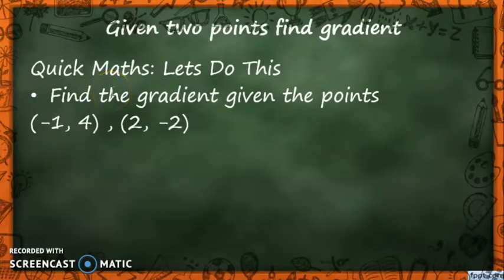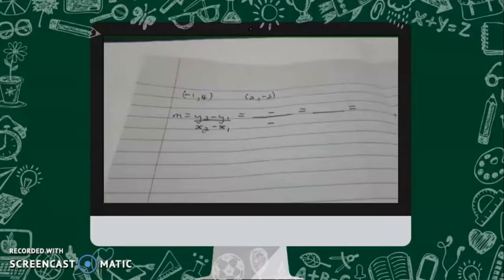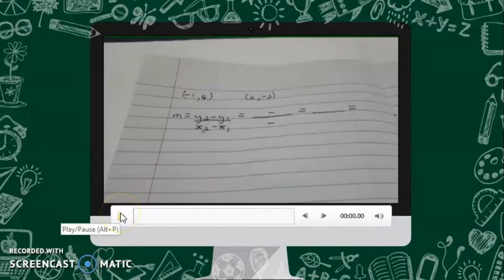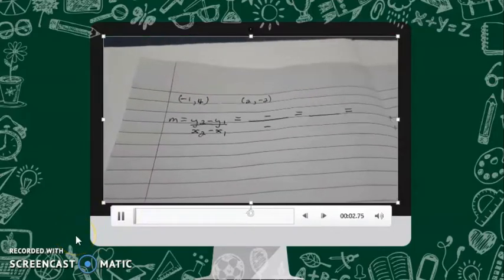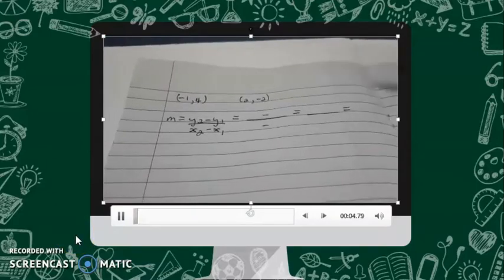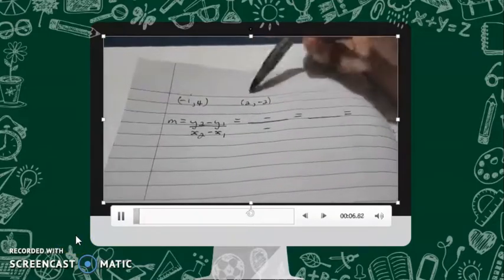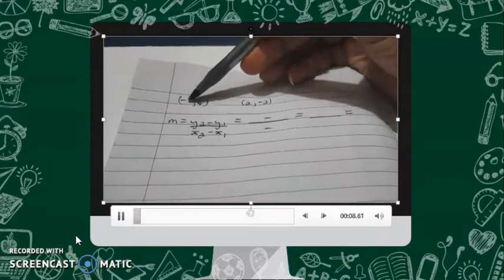Quick maths. Let's do this. Find the gradient given the points -1, 4, +2, -2. So here I have a video that will work out just that. So let's get right into it. So we have the points -1, 4, +2, -2. Alright.